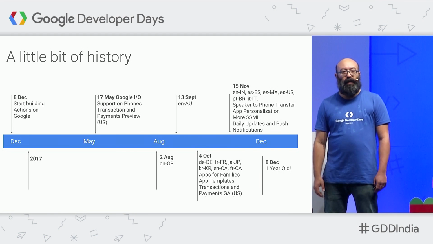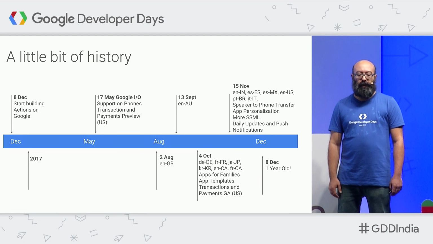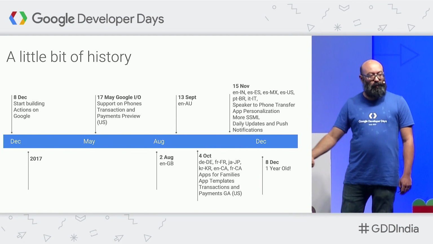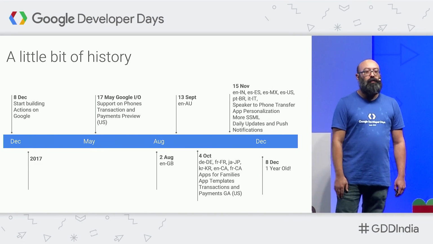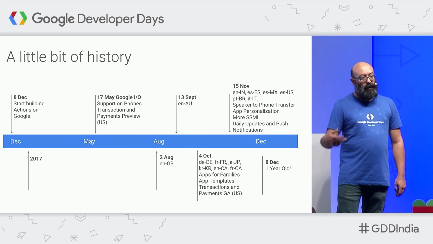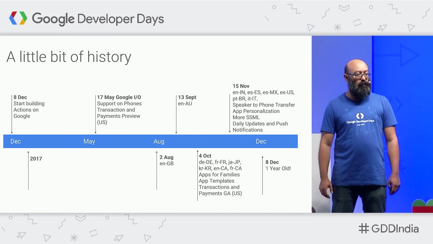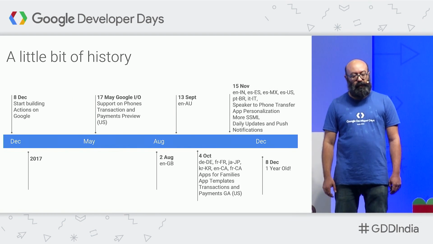It's almost 1 year old. We announced it on December 8, 2016, which means that next week, it will be our first birthday. And what we told you was that you could start extending the Google Assistant by writing apps using Actions on Google. Initially, they would work only on the Google Home speakers.